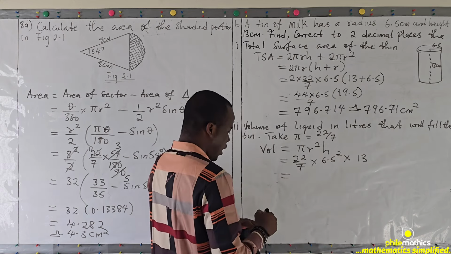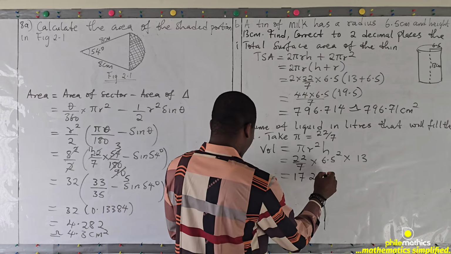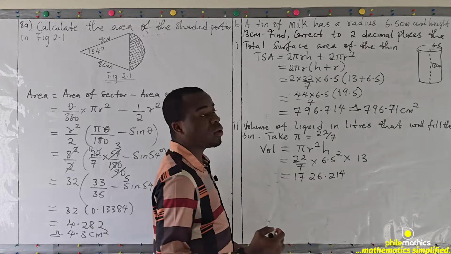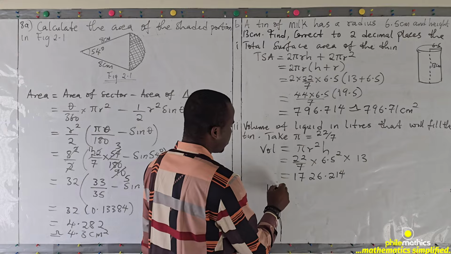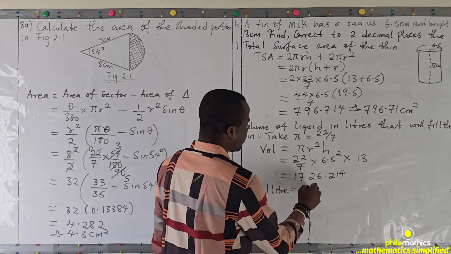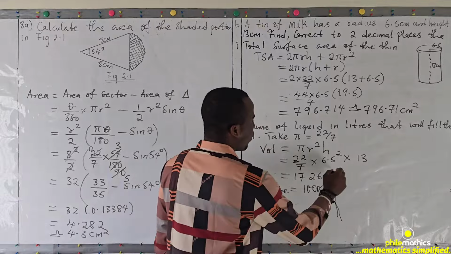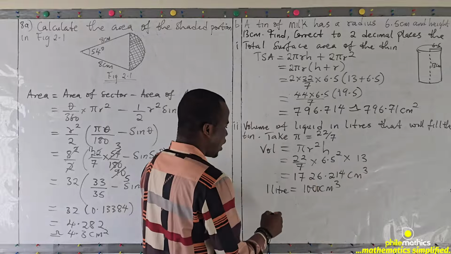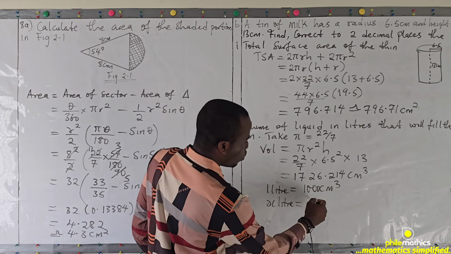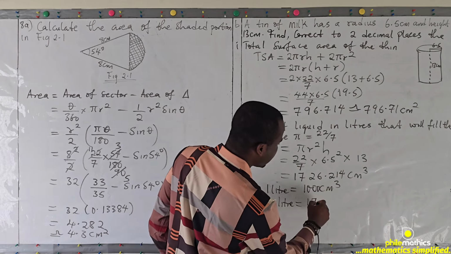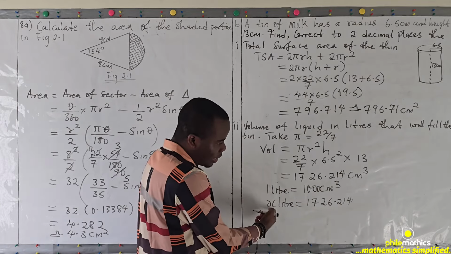If we do this on our calculator, we'll get 1726.214. But we are asked to leave it in liters. Recall that 1 liter equals 1000 centimeter cube, because our answer is in centimeter cube. And so x liter will give us what? Will give us 1726.214. We're looking for how many liters will give us this.